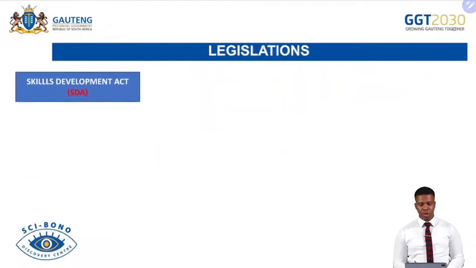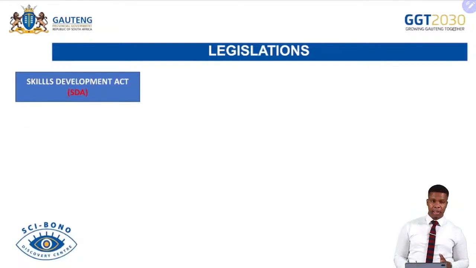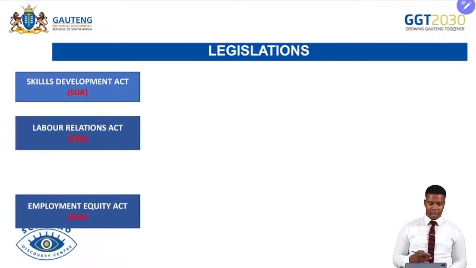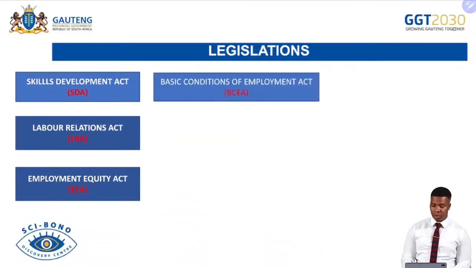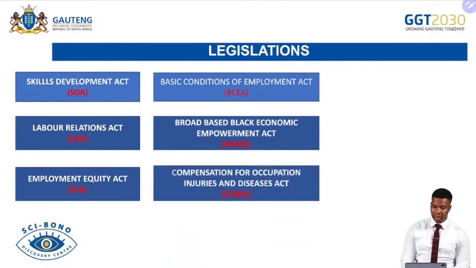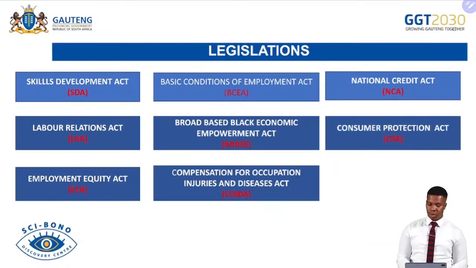Now, with your legislations, you are expected to know what is skills development. And remember, with your legislations, these acts would be assessed. We have skills development, we have Labor Relations Act, we have Employment Equity Act, and we also have the Basic Conditions of Employment Act, together with the Broad-Based Black Economic Empowerment Act, and the Compensation for Occupational Injuries and Disease Act, together with the National Credit Act and Consumer Protection Act. So these are the acts that you should know for the exam.